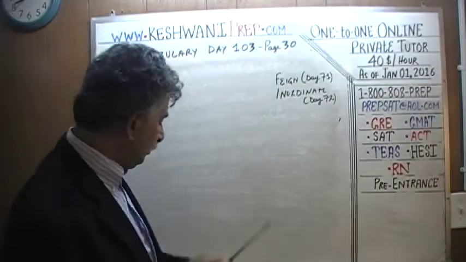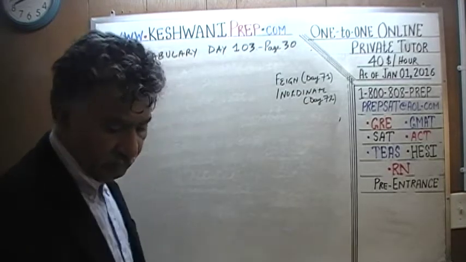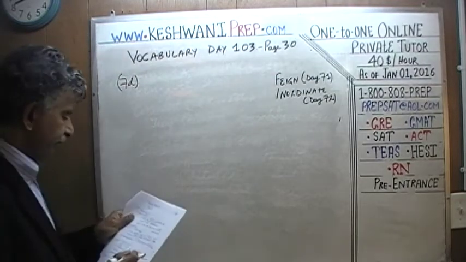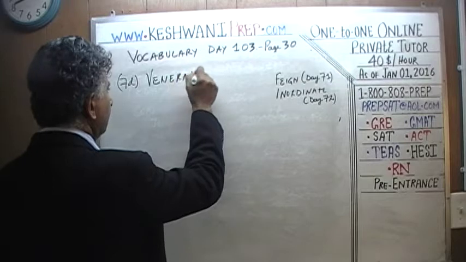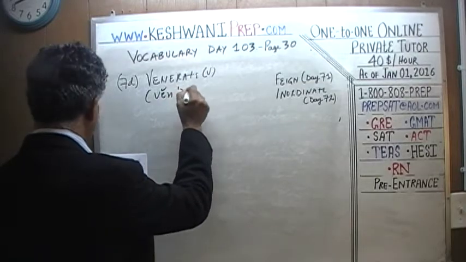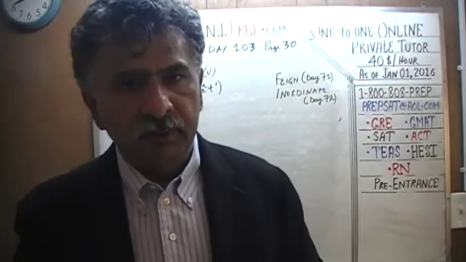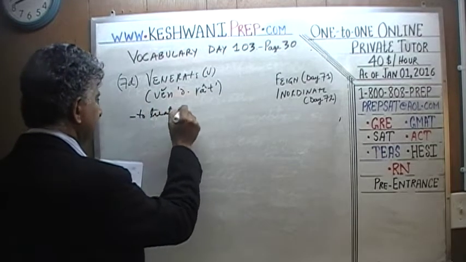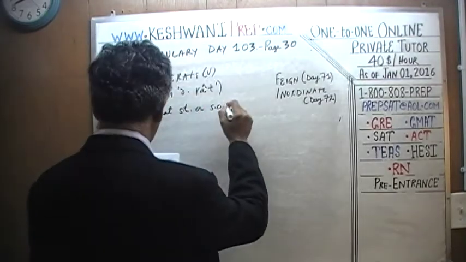Yesterday, on day number 102, we left off at question number 7. We did not finish it. And I told you that there is one word in question number 7, answer choice D, that we need to learn. The word was render it. It's a verb. What does it mean to render it? Render it means to treat something or someone. It could be something, it could be a person.